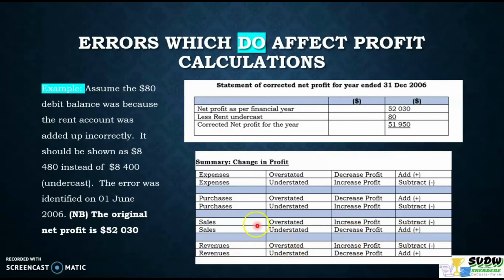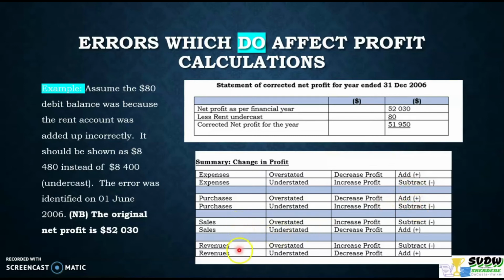And revenue, similar to sales, if overcast, causes our profit to increase because we add it to gross profit, so we're going to less it. And if revenue is undercast, meaning that we would not have put enough in or added enough to our gross profit, then the profit after we have added would be less, so we're going to add it. So if you recognize, expenses and purchases once overstated will cause your profit to be lower, decrease, so you add. Expense and purchases, if understated, will make it seem like you have more profit, so you're going to have to less it.